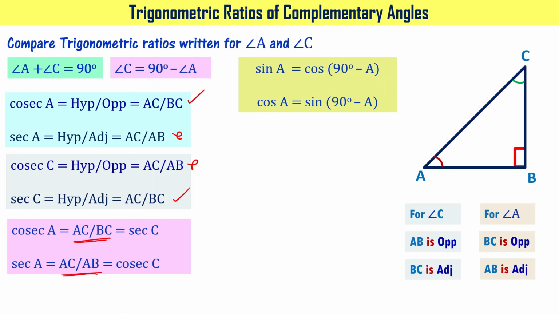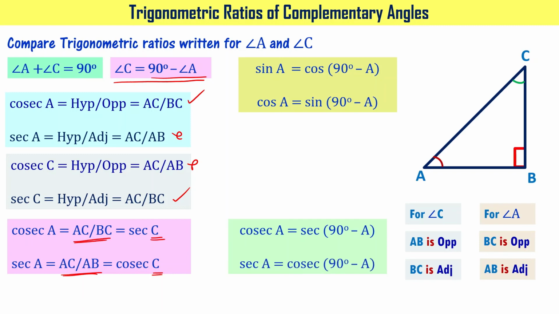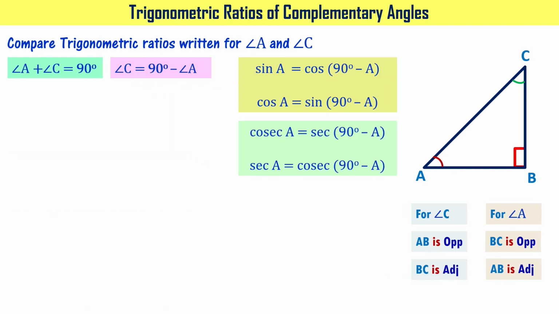And we have seen this. Angle C equal to 90 degrees minus angle A, right? With the help of that, I can replace C from here with 90 minus A, right? When I do that, I can write cosec A equal to sec 90 minus A, right? And sec A equal to cosec 90 minus A, right? Please note this. And now let's write another pair of trigonometric ratios.